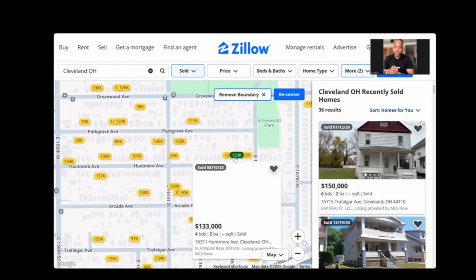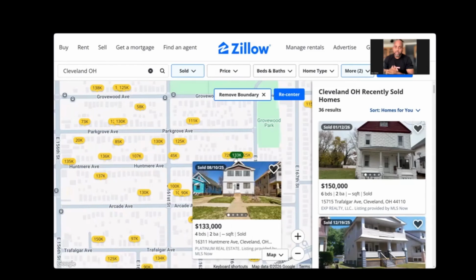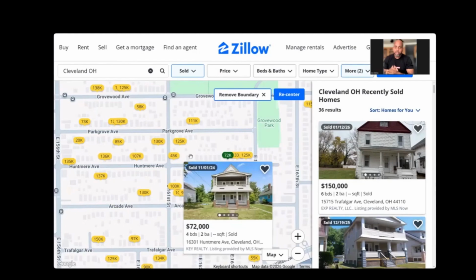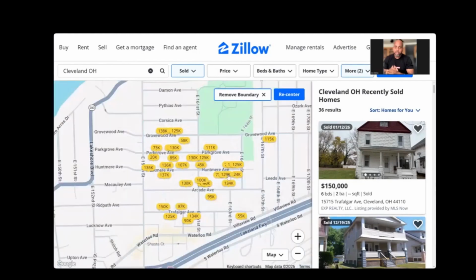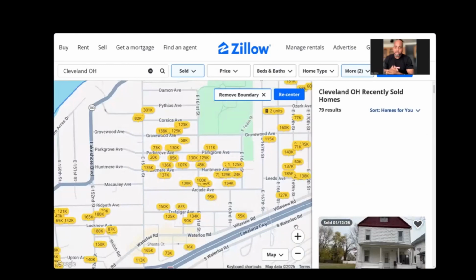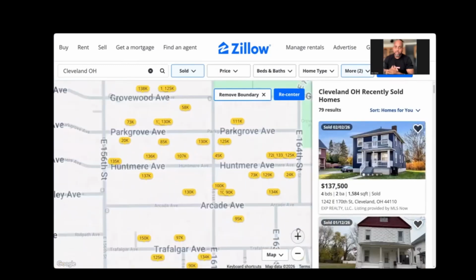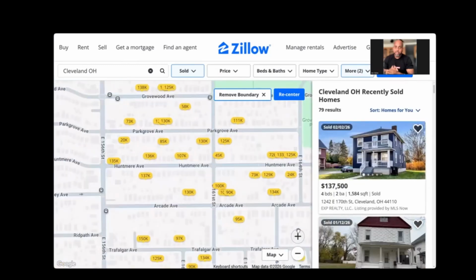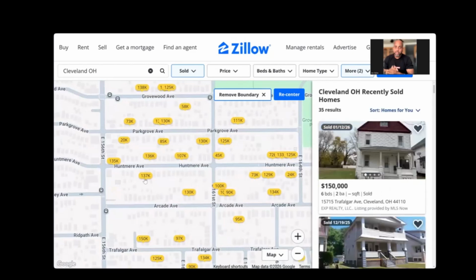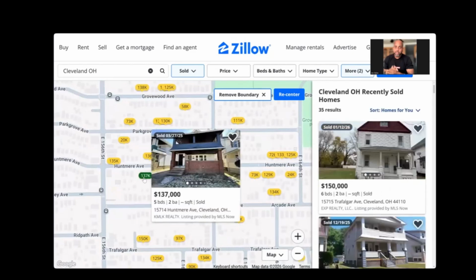125, 133. This is 72. Oh, sorry. 129, 137. This is a 5 bed. This looks like fully renovated. So I see 135. This is 5 beds.